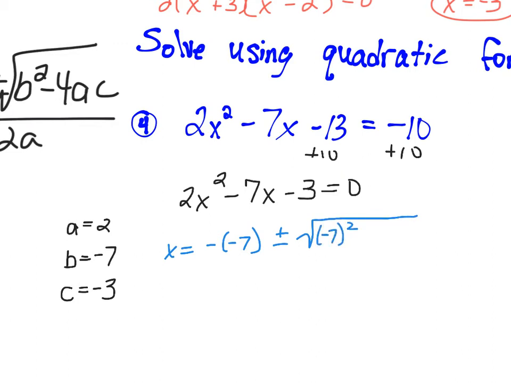Negative 7. Let's put it in parentheses because anytime we square a number, what should you get as your answer? Positive, right? Put it in parentheses so you don't forget that you're saying negative 7 times negative 7. So I have b squared minus 4 times, what's my a? 2. What's my c? Negative 3. Good. All over 2 times 2.